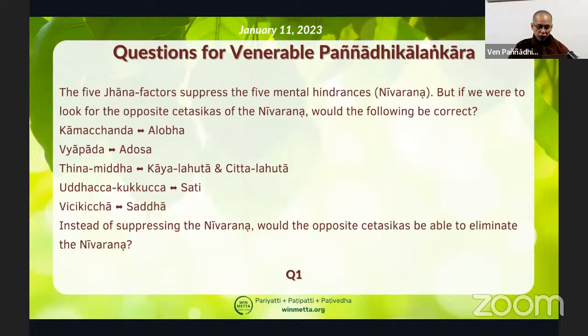So we can say here, suppressing also needs to be clarified: the jhana factor suppressed. It means that actually before the attainment of jhana, the nivarana are already suppressed to a certain level, tadanga pahana, not the vikkhambhana pahana, like jhana.